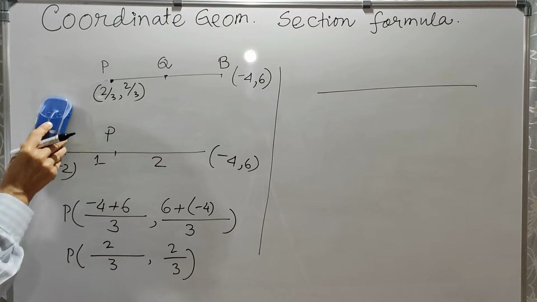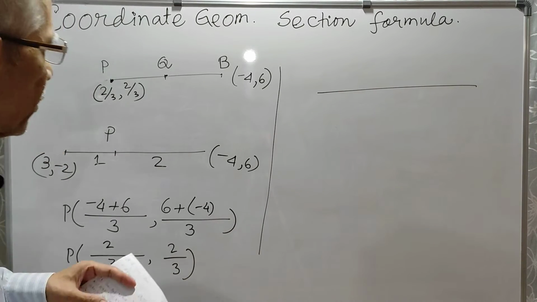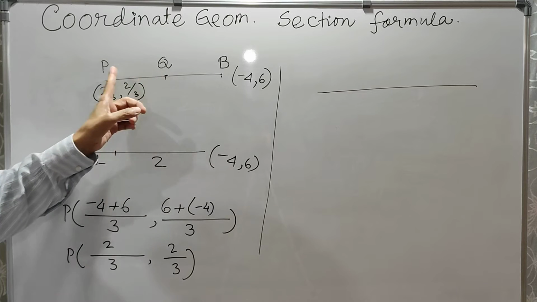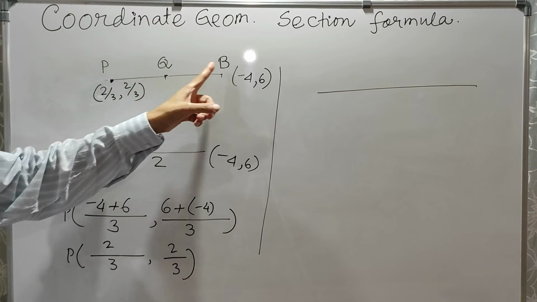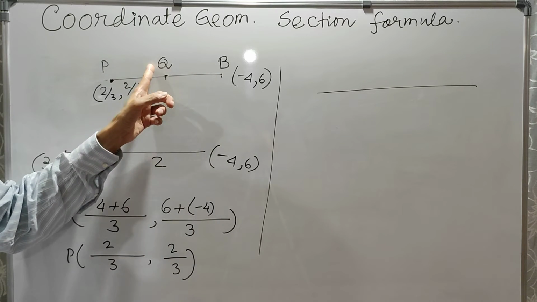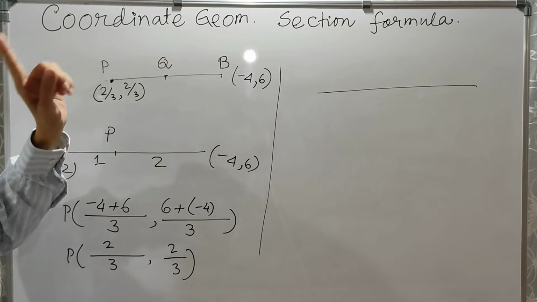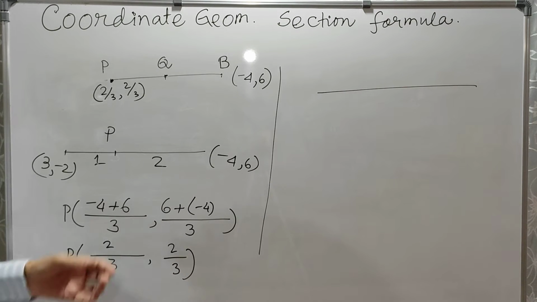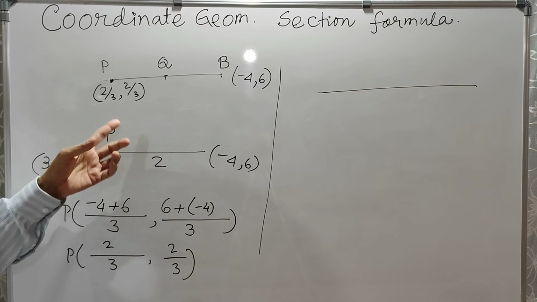Just forget this part. Now concentrate on PB and Q. Now see, Q is the midpoint of PB, isn't it? So this part equals this part. Therefore, what is Q? Midpoint of PB. Now we are going to use the midpoint formula to find Q. You followed? So we'll use that derivation, that midpoint.